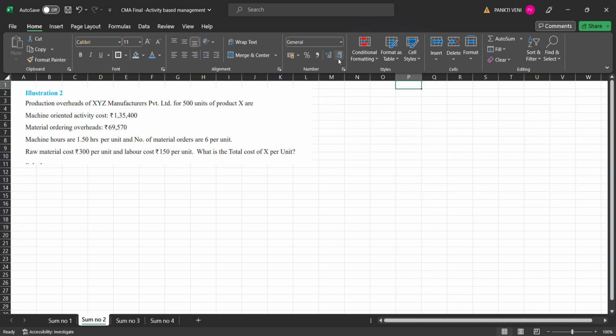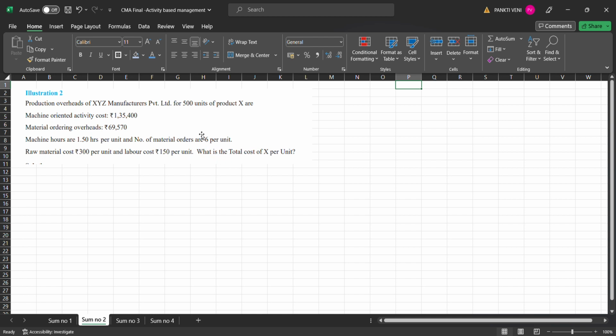Then let's go for sum number 2. They are asking us about the production overheads of XYZ Manufacturers Private Limited for 500 units of product X. Machine oriented activity cost is 1,35,400, material ordering overheads 69,570, machine hours given here is 1.50 hours per unit, and number of material orders are rupees 6 per unit. Raw material cost is rupees 300 per unit and labor cost is rupees 150 per unit.